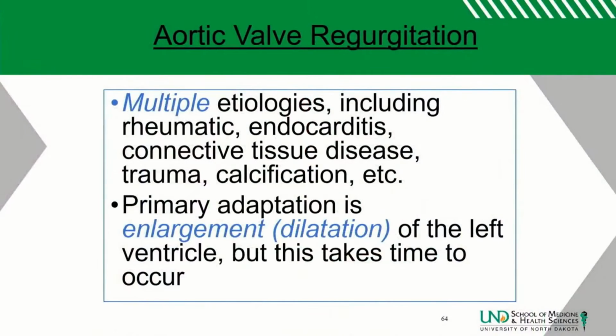There are multiple etiologies: rheumatic, endocarditis, connective tissue disease. And unlike aortic stenosis, where it's the weightlifter who gets the big, thick muscles, hypertrophy, with aortic regurgitation that's been present over months and years, the heart actually enlarges to accommodate the leaking that's occurring in it, and the adaptation is enlargement of the heart.